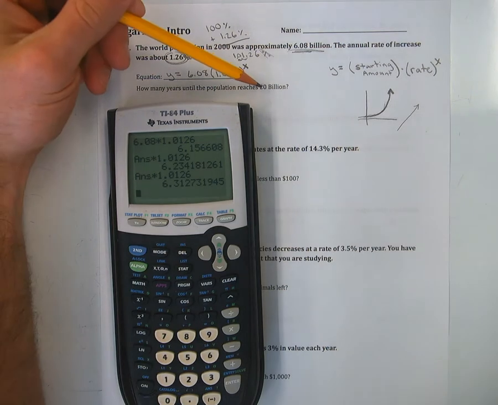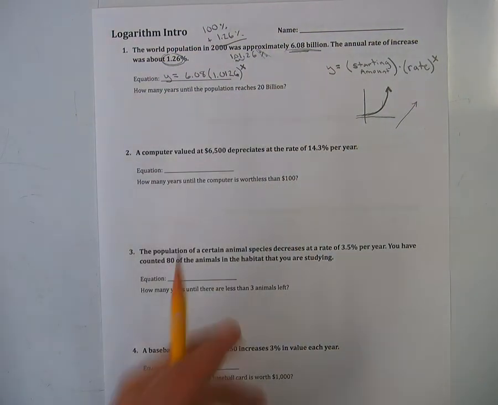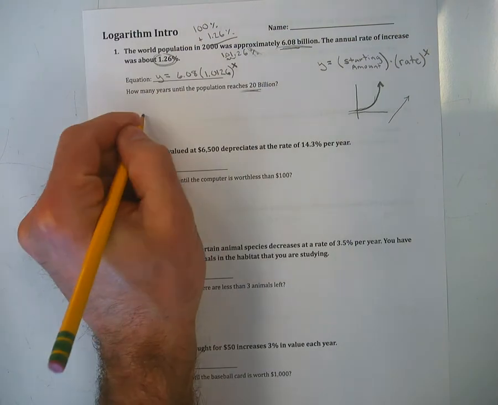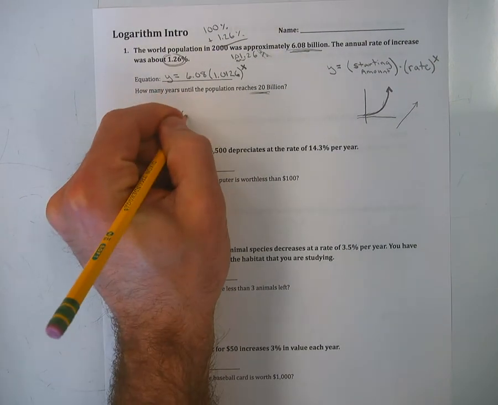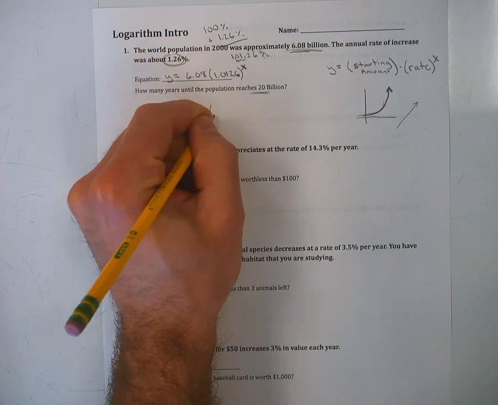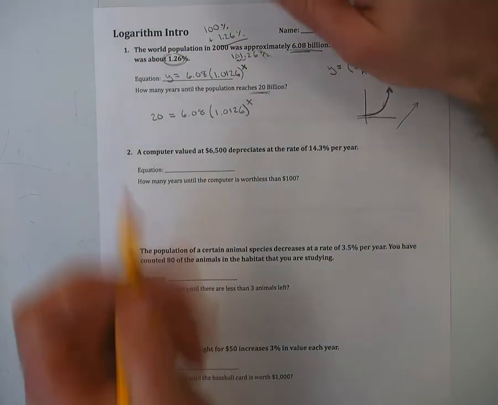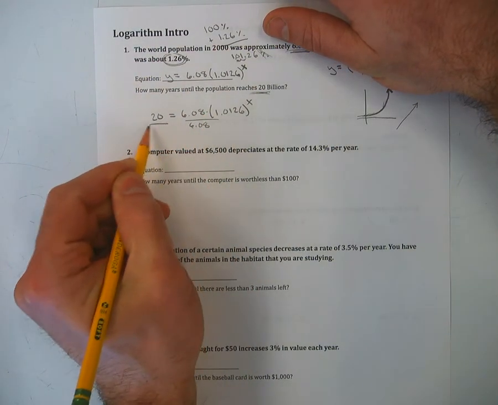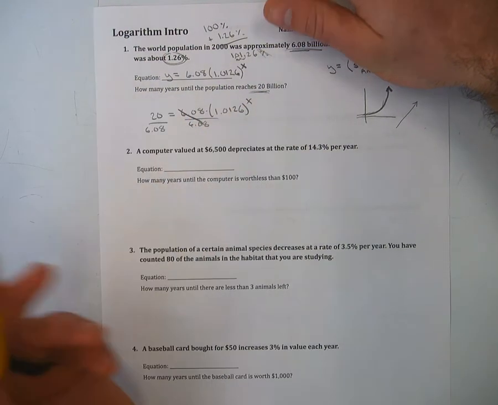And I want to know how long until it gets to 20 billion. Could you imagine doing this over and over again until you get to 20? That's going to take forever. So we have this thing called logarithms that help us solve for a specific output. If I have 20 is what I want my population to get to, and I use my equation, my starting amount times my rate, what I can do is divide this front number off. So I'm basically solving for x here. You divide off your front number.